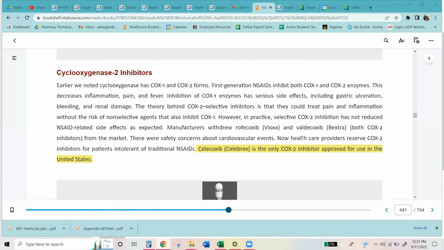So first generation NSAIDs inhibit both COX-1 and COX-2 enzymes. This decreases inflammation, pain, and fever. Inhibition of COX-1 enzymes has serious side effects, including gastric ulceration, bleeding, and renal damage. The theory behind COX-2 selective inhibitors is that they could treat pain and inflammation without the risk of non-selective agents that also inhibit COX-1. However, in practice, selective COX-2 inhibition has not reduced NSAID-related side effects as expected.